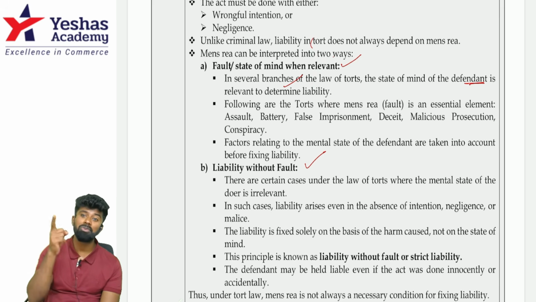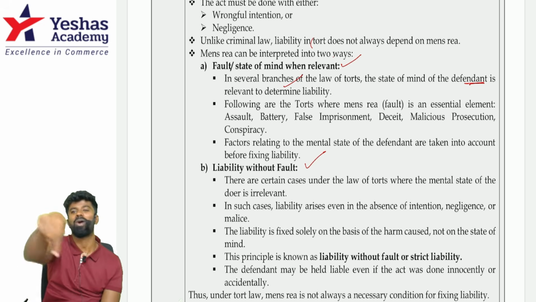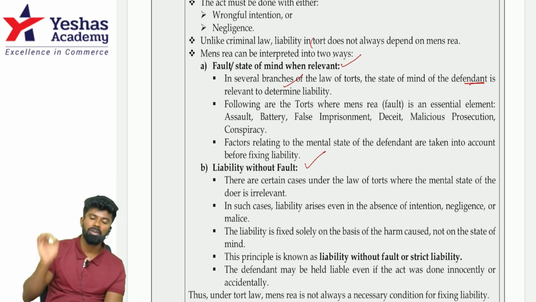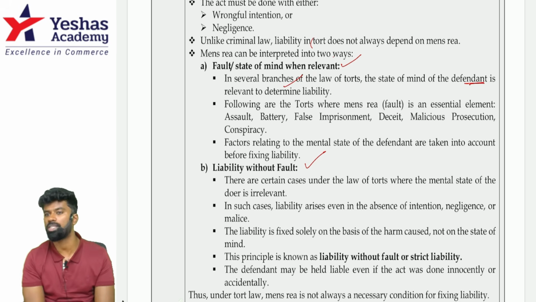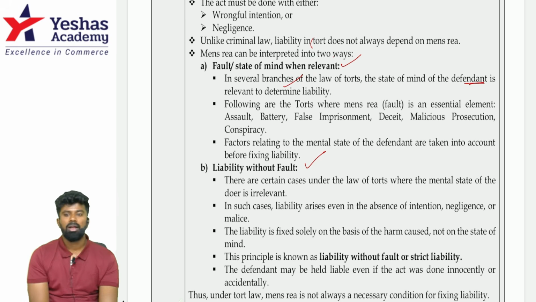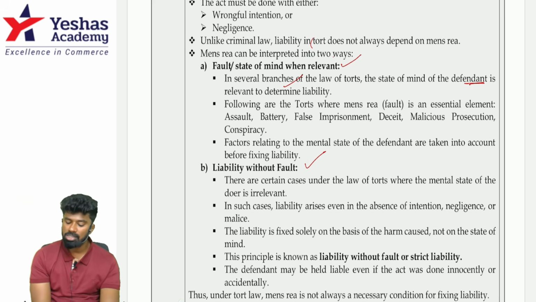No, no, no. There are few cases where intention is required. For wrongful imprisonment, what is required? Intention is required. Clear with this? Next one.